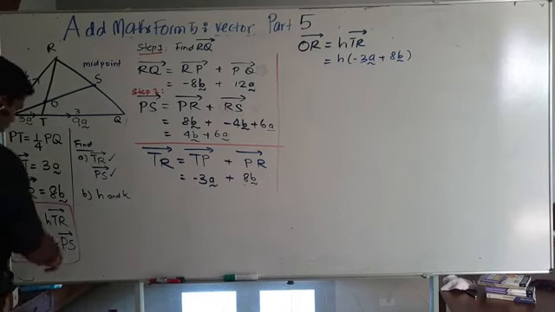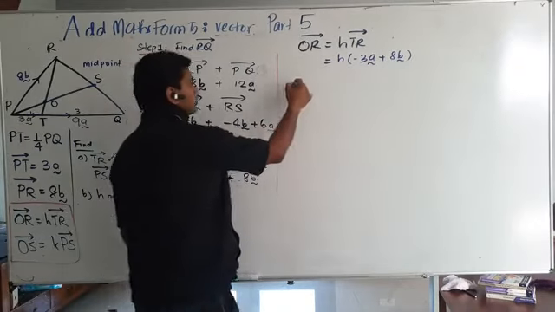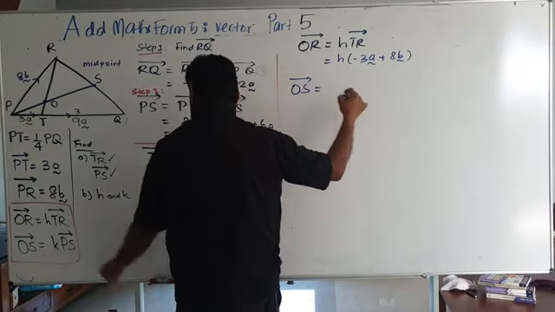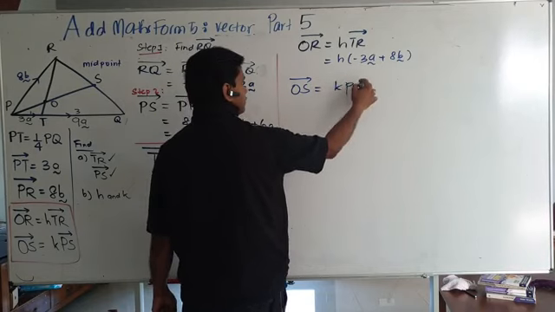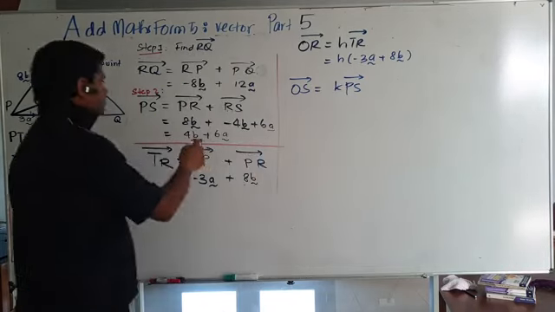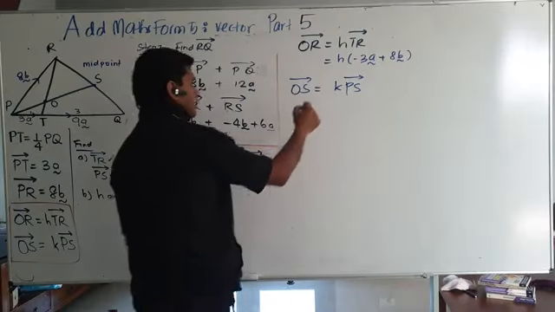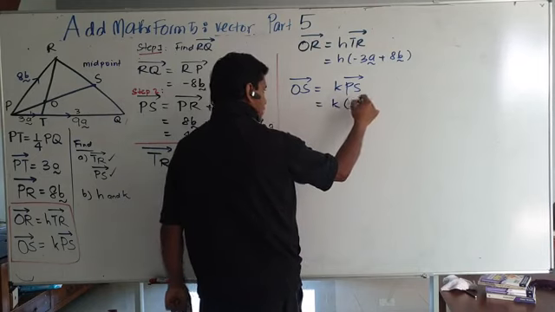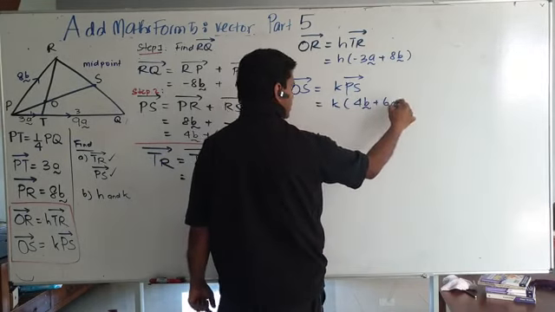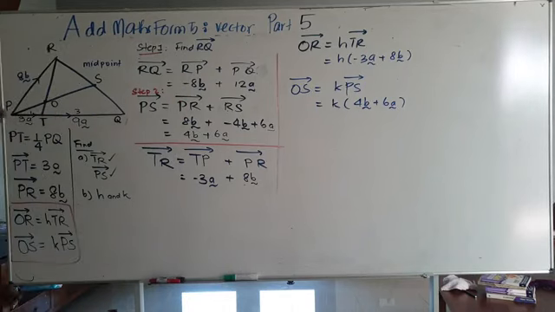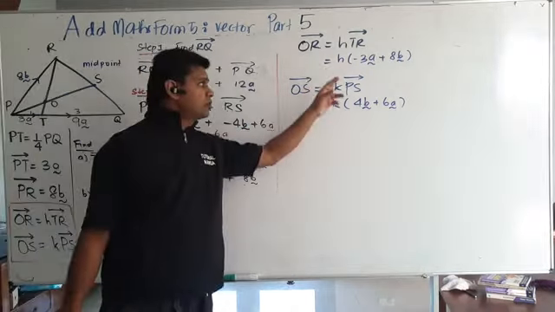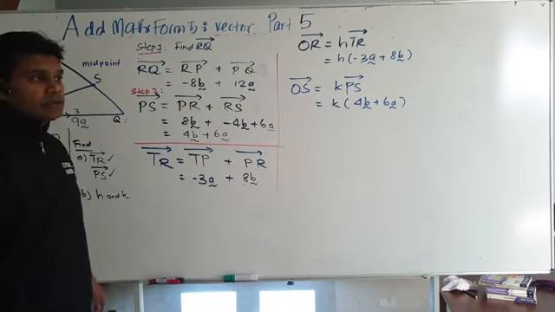Okay. Next, let's find OS. OS is given as KPS. We have already found what PS is. So let's substitute PS. What is K? PS is 4B plus 6A. All right? So that's how it is. Okay? Good. So your work is now to find the value of H and K. That's what the question is.